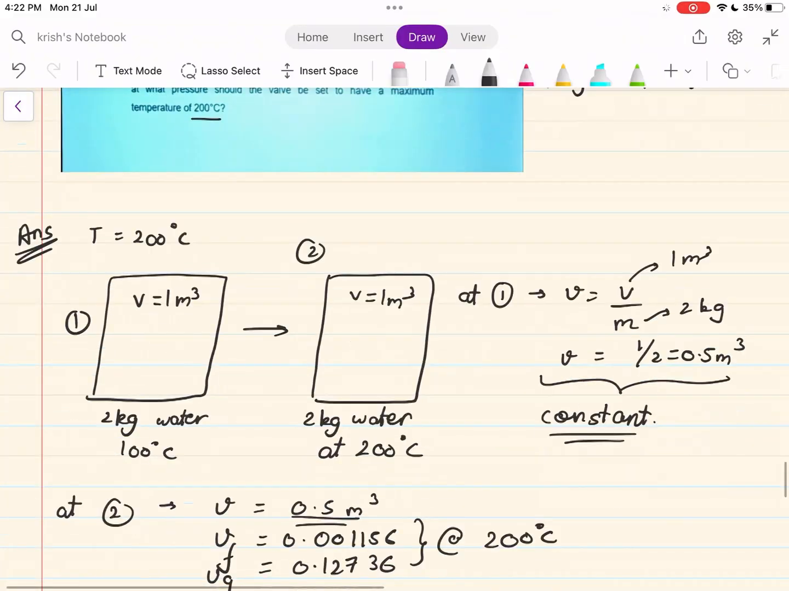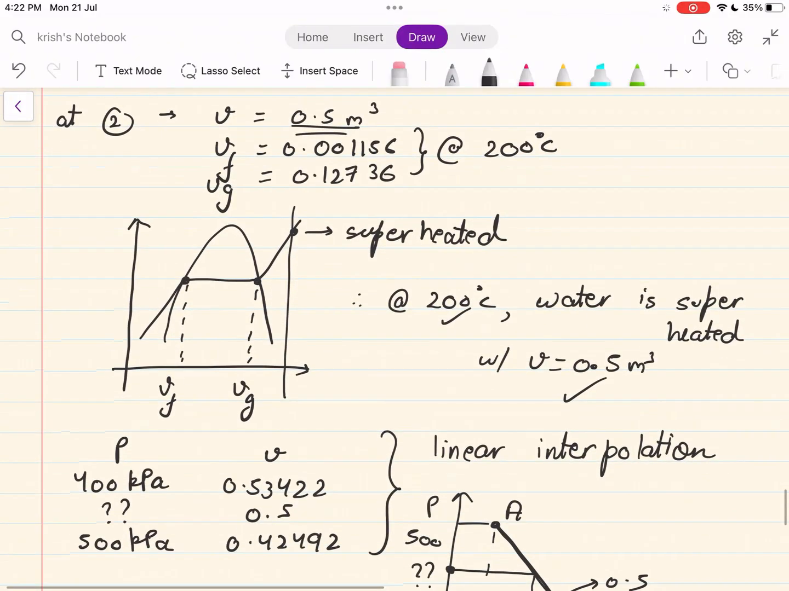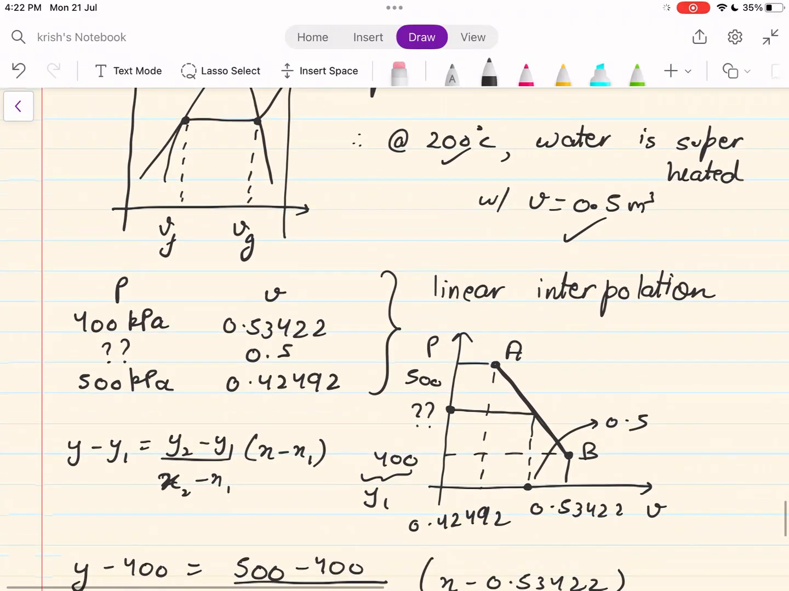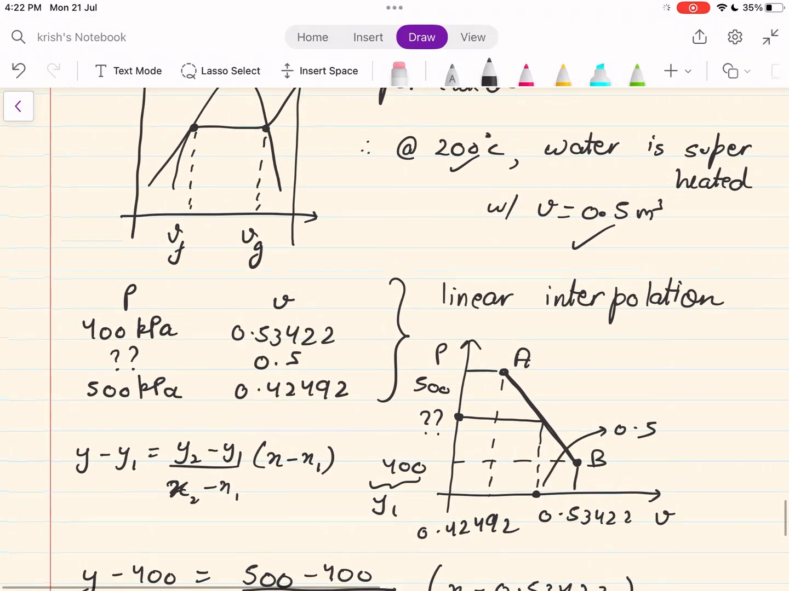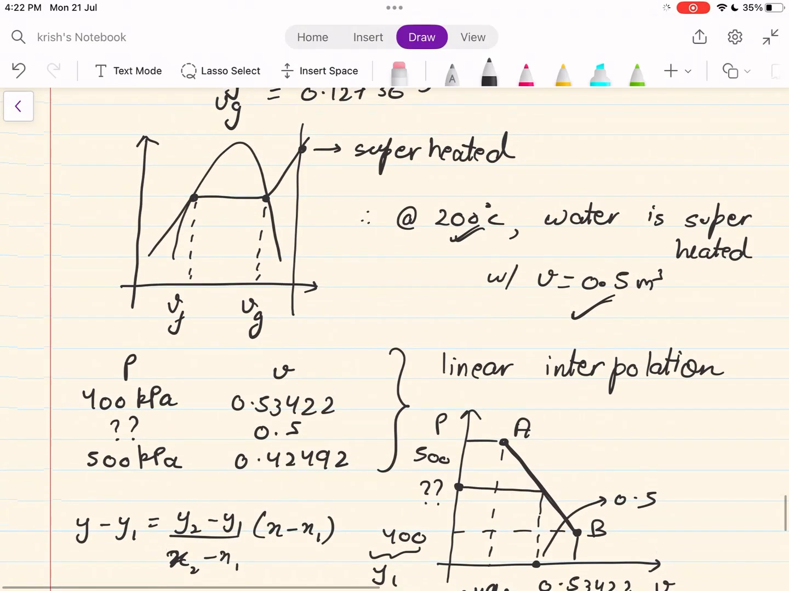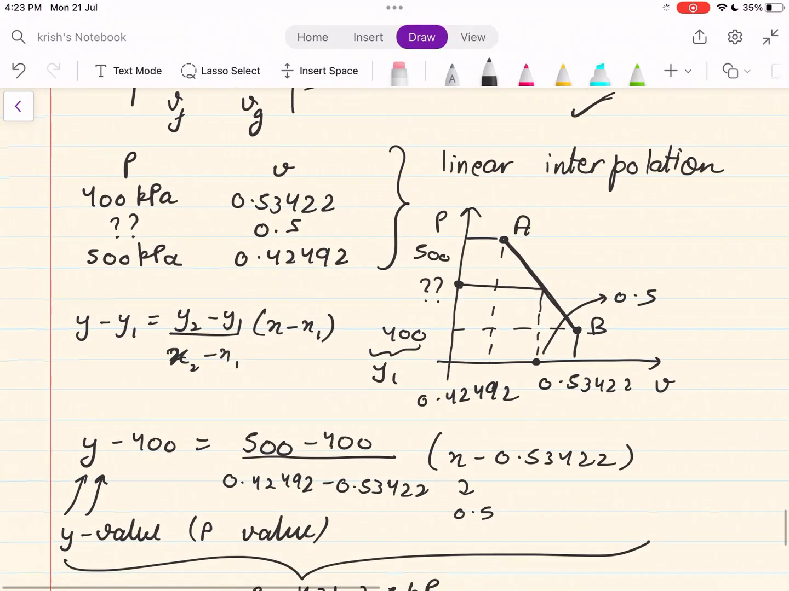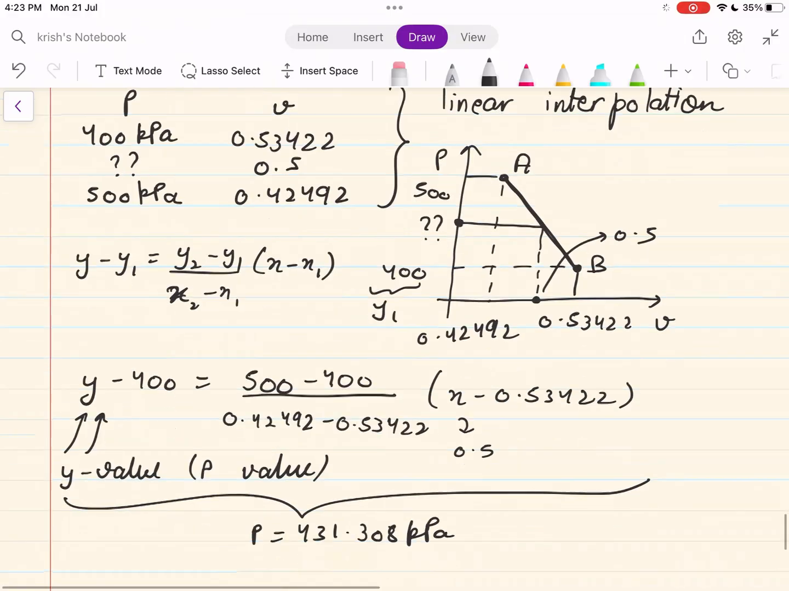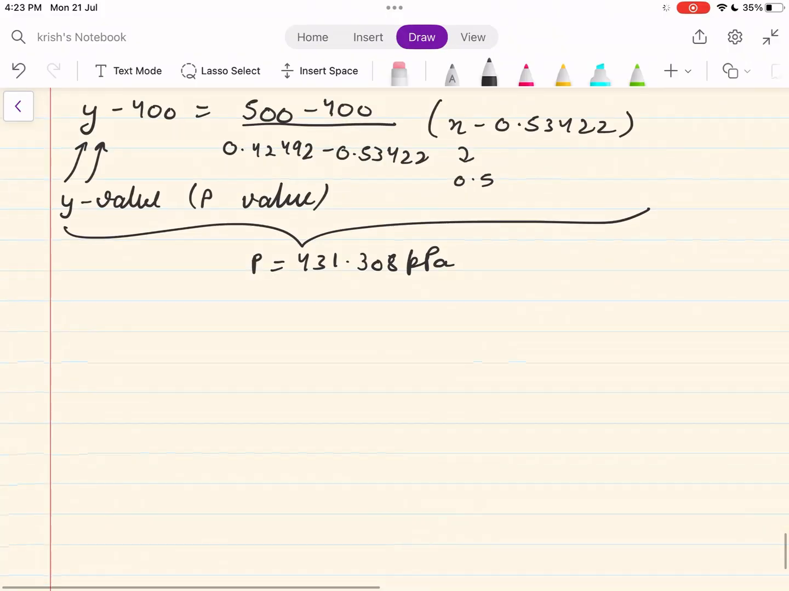What we did was that we found the state at 2 and it was superheated. Then we referred to the superheated table to find the pressure at which these two states will exist, so that when 200 degrees Celsius is reached, the pressure valve will blow. We found that the required pressure is somewhere between 400 kilopascal and 500 kilopascal, and then we linearly interpolated to find that the pressure is 431.3 kilopascals.